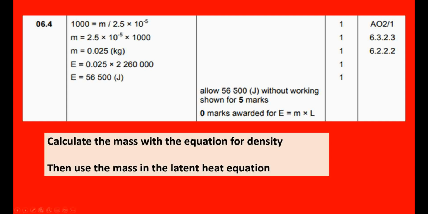Okay, so moving on. As I say, the first thing I want to do is calculate the mass. So write the density equation, substitute it in, do the rearranging, calculate the mass, and then use my second equation to find out what E equals m L is.